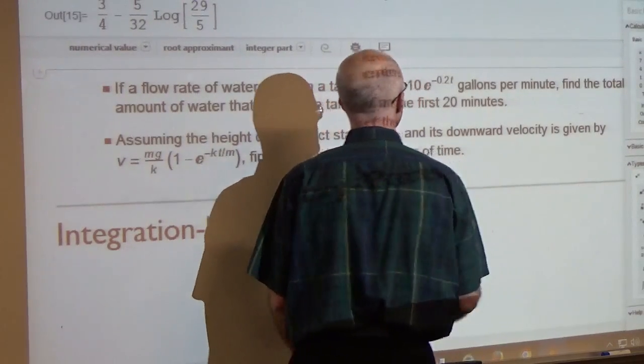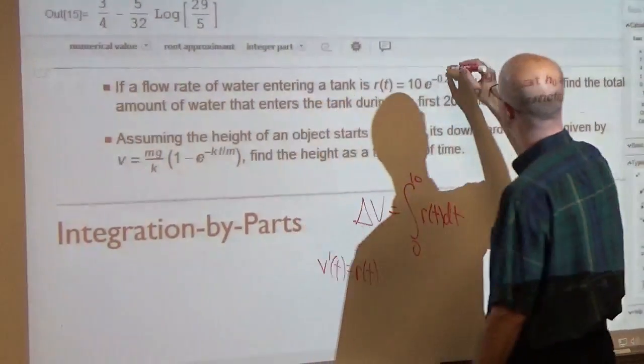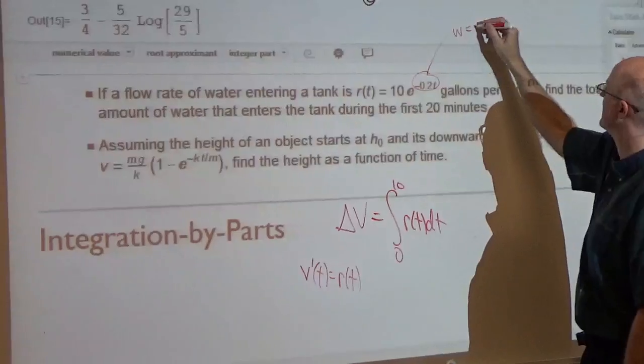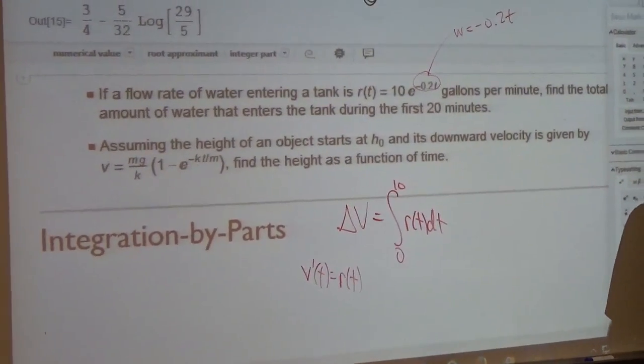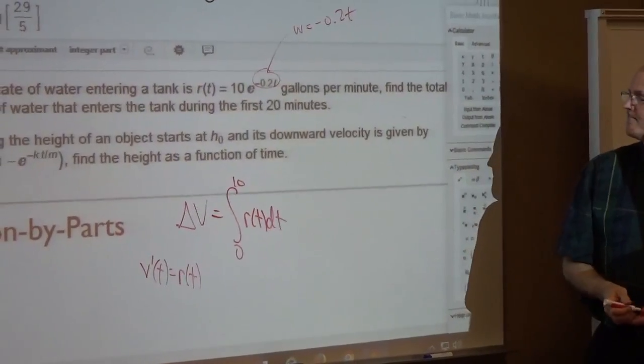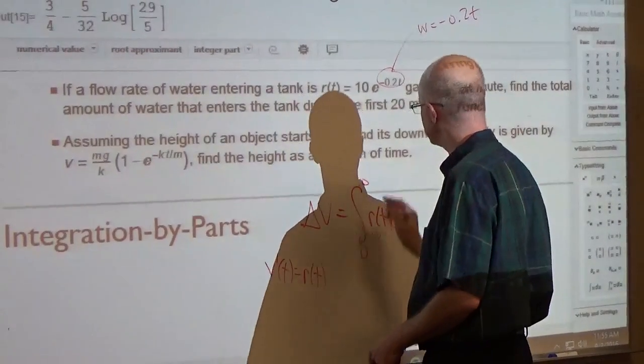From 0 to 10. To do that integral by hand would be a substitution. You could let w equal negative 0.2t. Would it be 0 to 20 since it's substitution? Thank you. 0 to 20 minutes. First 20 minutes.